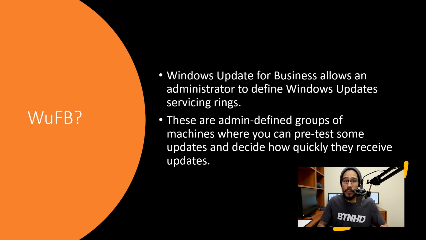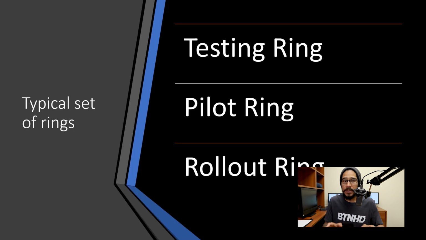So what is WuFB? Windows Update for Business allows an administrator to define Windows update servicing rings. These are admin-defined groups of machines where you can pre-test some updates and decide how quickly they receive updates. Types of rings would be the following: you have a testing ring, pilot, and a rollout.